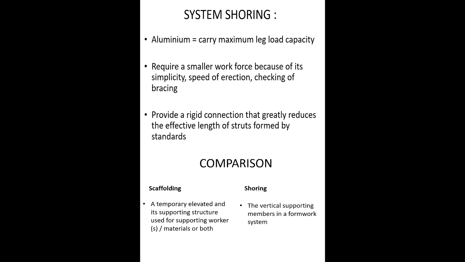Okay, I will explain the system in the shoring. First of all, we use aluminium in the shoring because it can carry maximum leg load capacity. Next, it also requires a smaller workforce because of its simplicity, speed of erection, and checking of bracing. It also provides a rigid connection that greatly reduces the effective length of struts formed by standard.